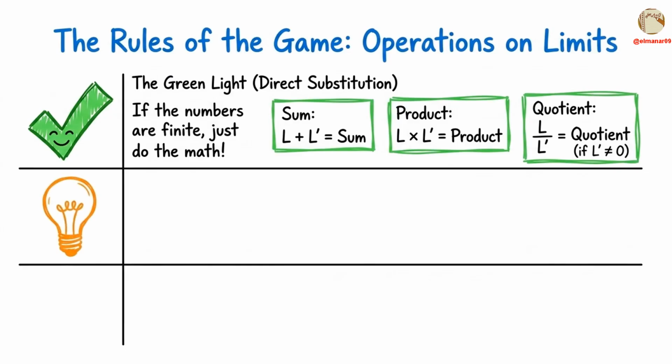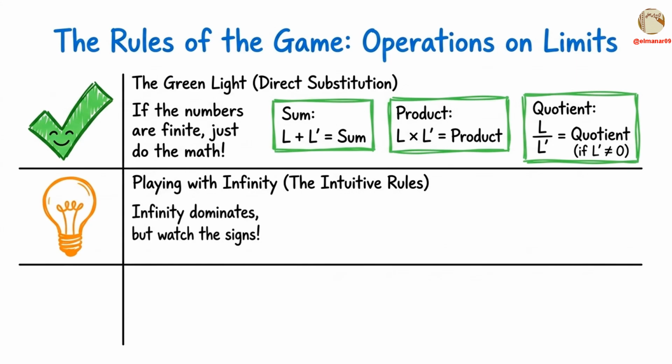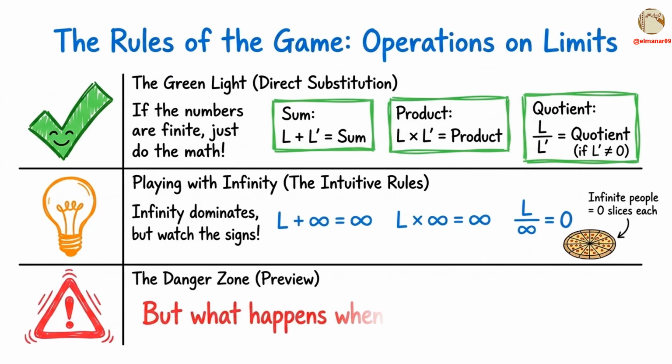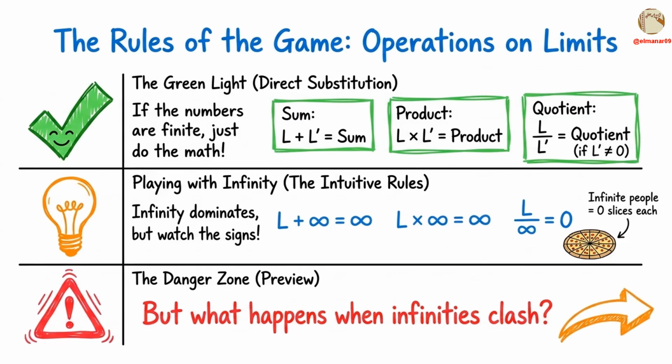Level 2 is playing with infinity. Here, common sense is your best friend. Adding a number to infinity is still infinity. L plus infinity equals infinity. Now, check out the pizza analogy for division. If you have L pizzas and try to share them with an infinite number of people, everyone gets essentially 0 slices. L over infinity equals 0. But watch out for level 3, the danger zone. This is where infinities clash, and the rules aren't so simple anymore. We'll need special tactics for those.